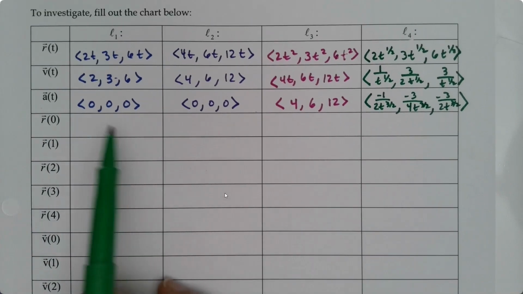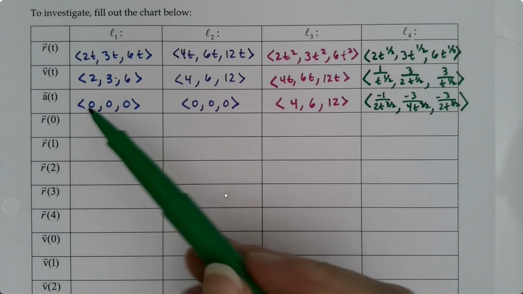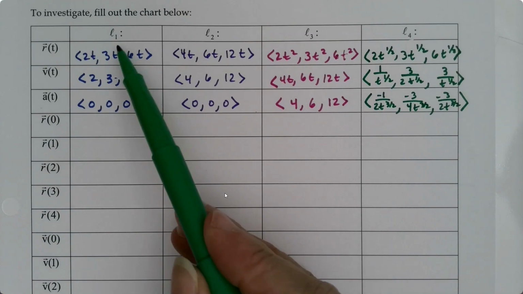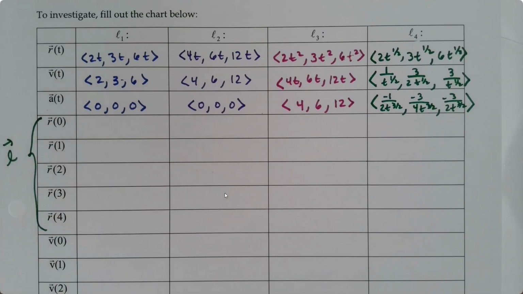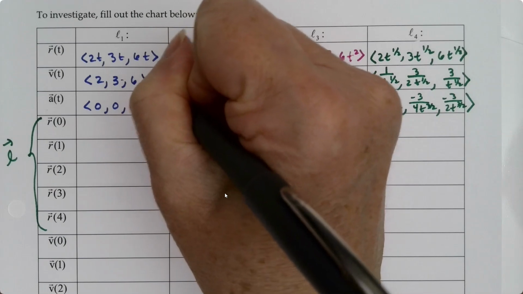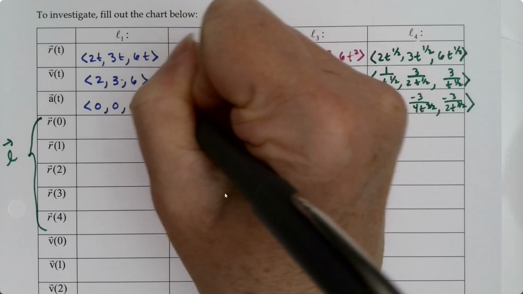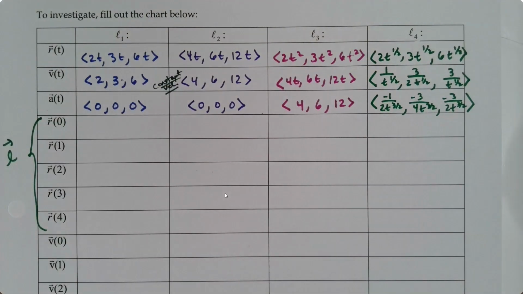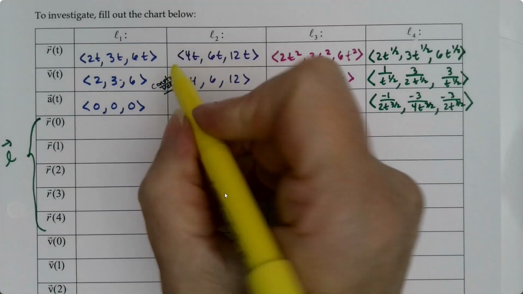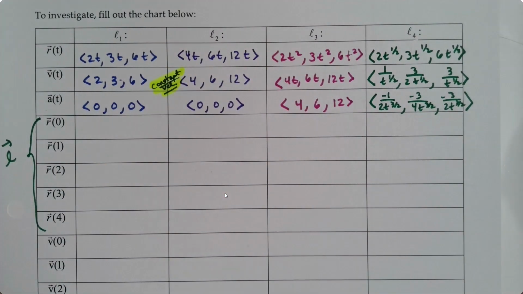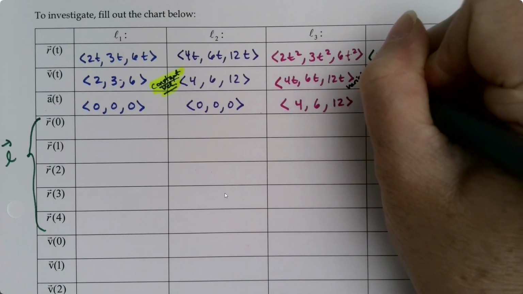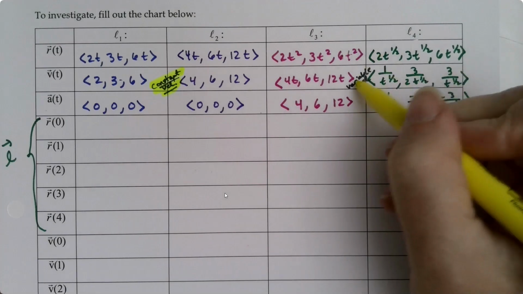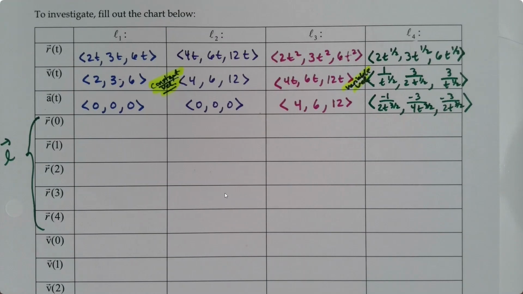Okay, so now I want the positions for all of these. So I want to substitute 0, 1, 2, 3, 4 into my original L functions, right? So these four are really the L functions, right? And I also want to make a little note. These two have a constant velocity. Just something to note. For the 2, 3, 6, and the 4, 6, 12, those are constants. They don't have a variable in them. These two over here have a variable velocity. Let me just write really small in here. Right. So they have a variable velocity because there's a t involved in their velocity functions.